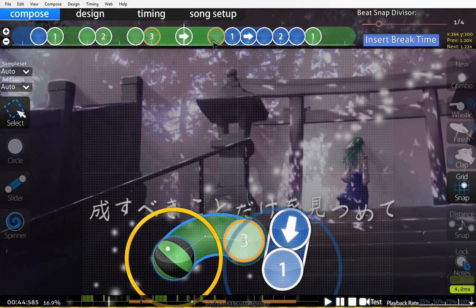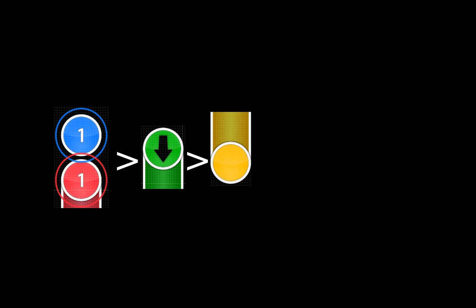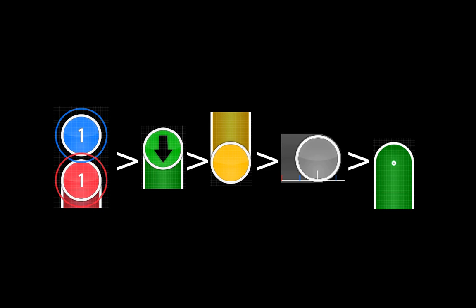To end it off, I would personally say that circles and slider heads have the same amount of significance, which are more significant than reverse arrows, which are more significant than slider tails, which are more significant than spinner tails, which are more significant than slider ticks.